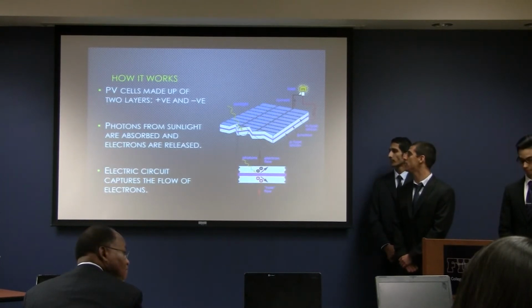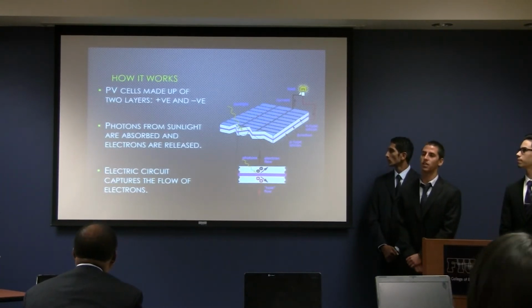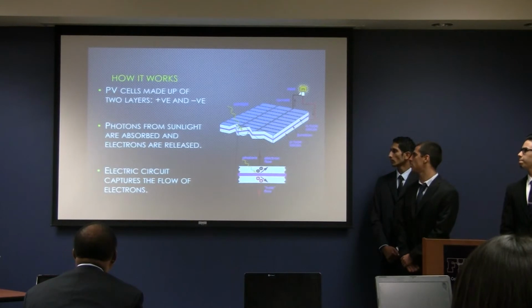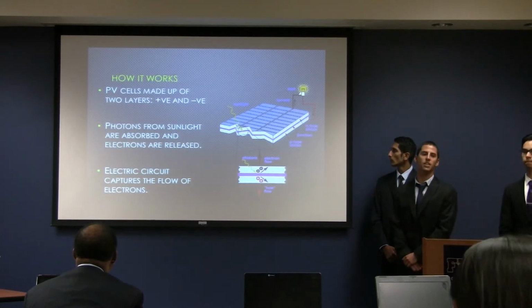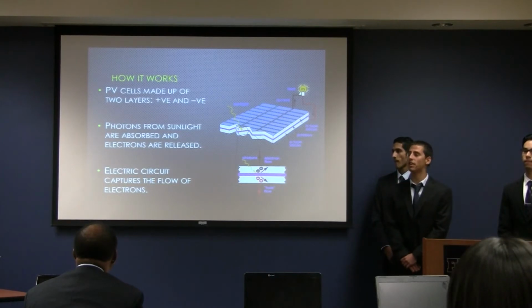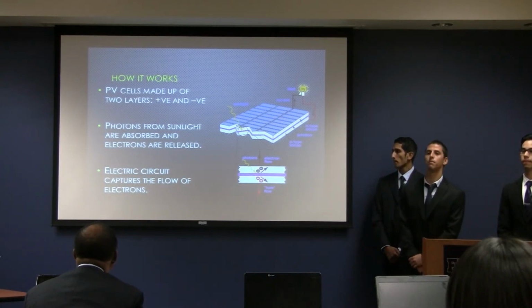So for how it works, these cells are made from silicon, which is a very good semiconducting material, which means it can transport electric current very efficiently. The cells are made of two layers, a positive and a negative layer. When the photons are absorbed from the sunlight, they release electrons. The electric circuit then captures this flow of electrons, which is known as the photoelectric effect.